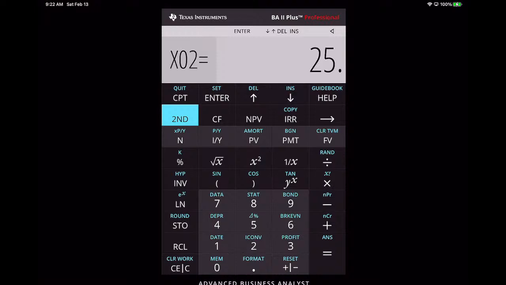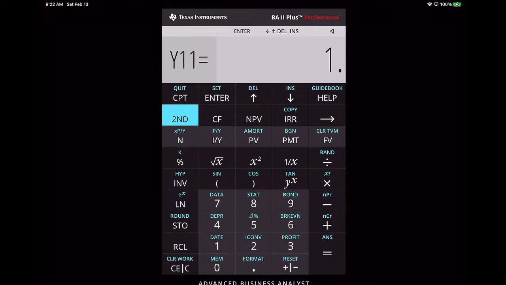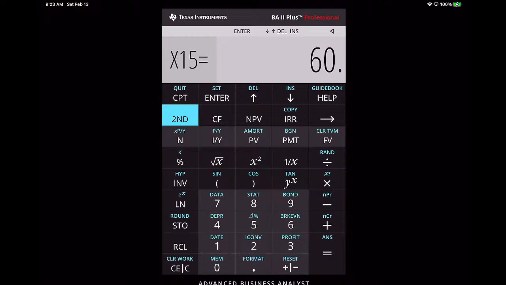Anyway, so 22, 25, 34, 35, 2 41s, 3 46s, 47, 49. Are you with me? Then 2 54s, a 59, and a 60. Okay, make sure everything's in there.